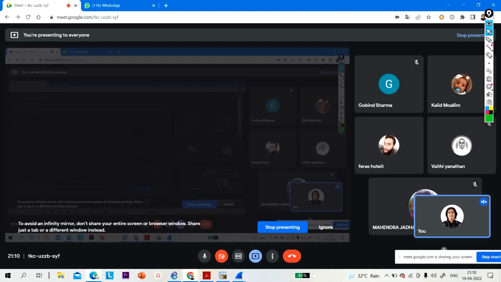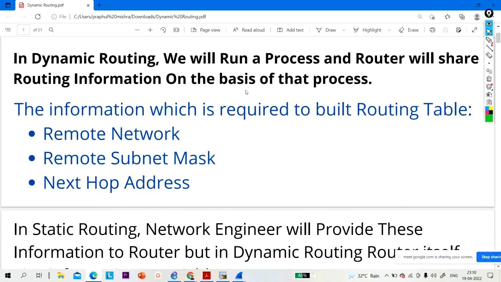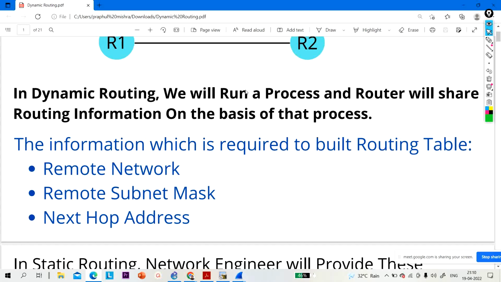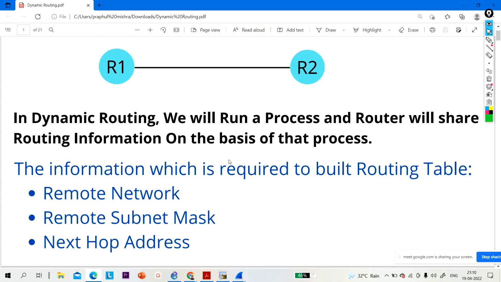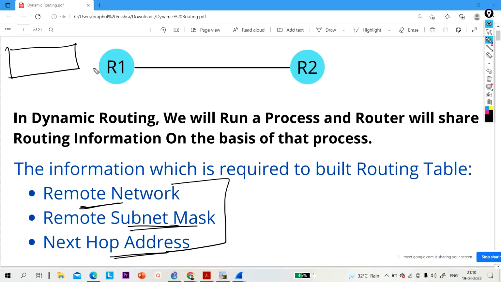Now we are going to start dynamic routing. In dynamic routing we will run a process on the router, and the router will share routing information on the basis of that process. What information is required to build a routing table? First thing is the remote network ID. Second thing is the remote subnet mask. And third thing is the next hop IP address. These three pieces of information are required to build a routing table.